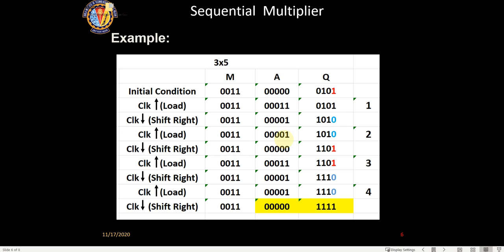Okay. Now I am going to shift it right. M remains here. This one is going to come here, this 1 0 is this one here. Now I have a 1 available here. Since it is 1 here, in the next positive edge of the clock, this is going to be A plus M, right?